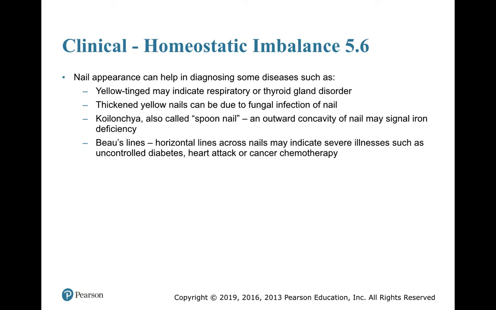Nail appearance can help diagnose some diseases. Yellow tinge might indicate respiratory or thyroid gland disorder. Thickened yellow nails can be due to fungal infections. Koilonychia is also called spoon nail. You'll see a picture of that in a second. It is an outward concavity of the nail that may be from an iron deficiency. And there are things called Beau's lines, which are horizontal lines across the nail that might indicate severe illnesses, uncontrolled diabetes, heart attack, or chemotherapy.